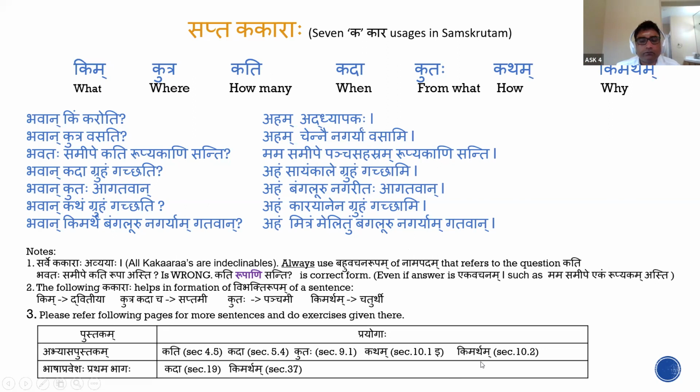Katham, kimartham also is there, 10.1. Yeah, next page, 336. Katham, arogyam katham asti, arogyam samyak asti. Are you on the page? Yes. Okay. Balaka katham dhavati, balakaha samyak dhavati, shigrena dhavati. You can tell a lot of things like that. Okay. Etat vastram katham asti.